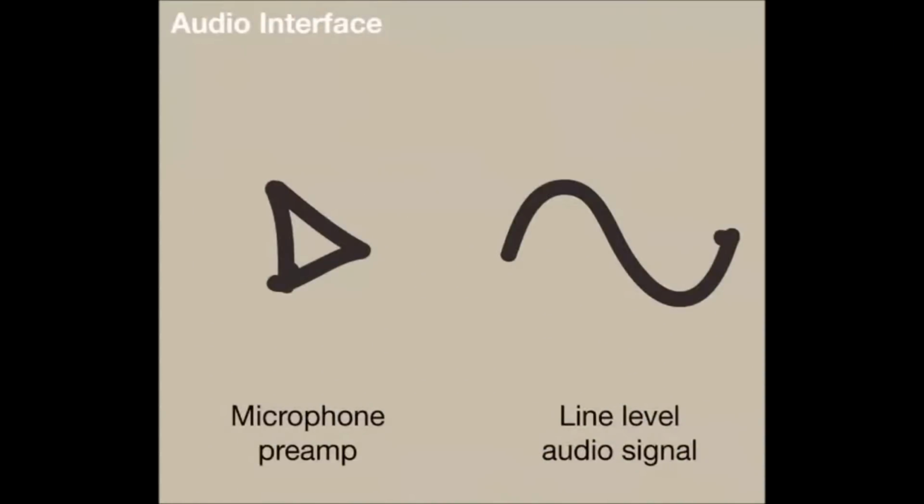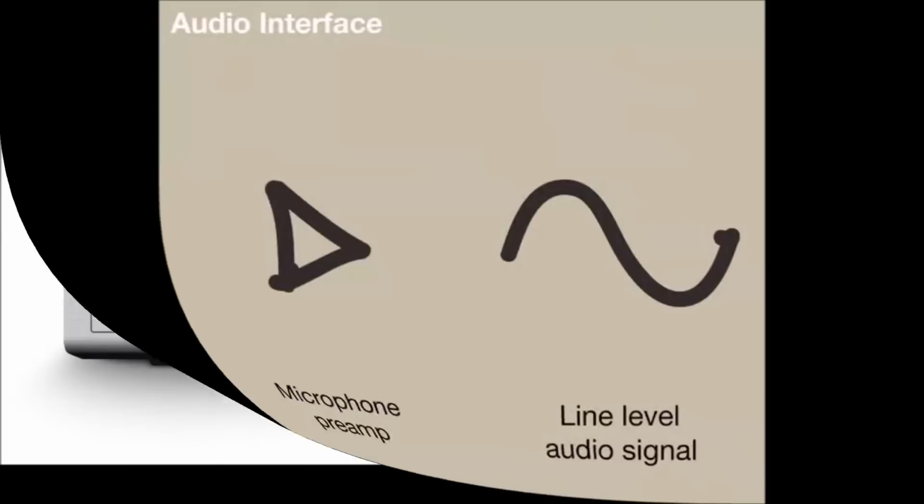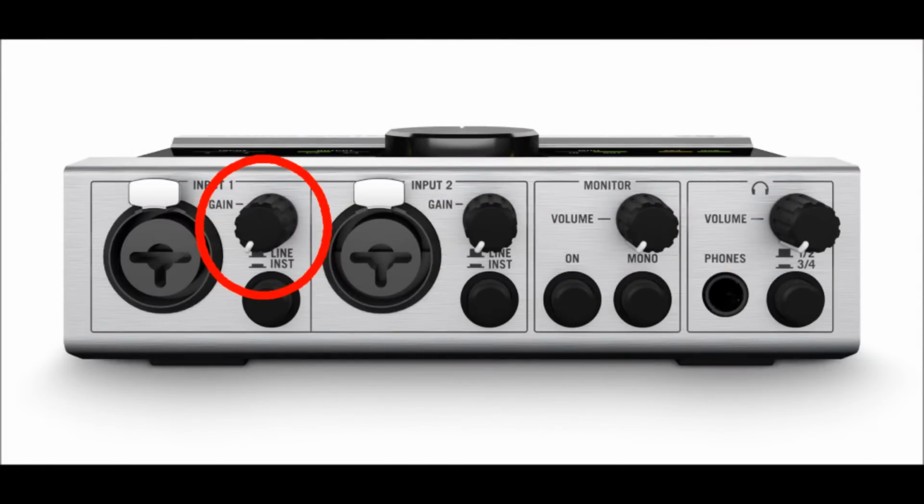This includes a number of components. The first part is the microphone preamp, which we use to amplify the signal from the microphone to the standard line level audio signal. On the Complete Audio 6, the gain knob right here is used to set the level of the preamplification.